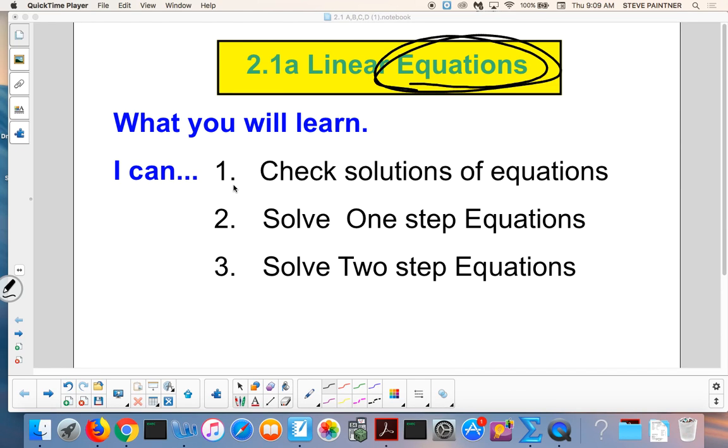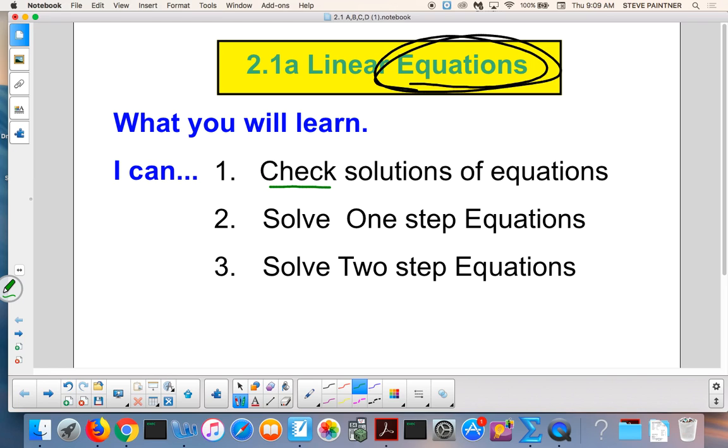Ready? You will learn to do a couple things in this one. One is check your solution of an equation. The second one will be solve one step and then solve two-step equations, okay? That's your job today, all right?